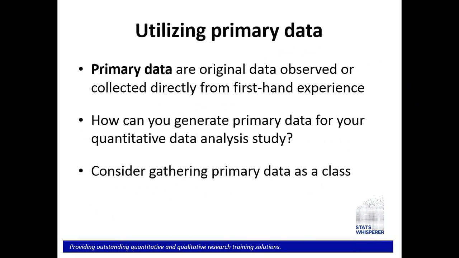So primary data are original data. Primary data are original data observed or collected directly from first-hand experience. In other words, they're data gathered by the researcher for his or her study. So you may ask, how can you generate primary data for your quantitative data analysis study? There are several ways. One way might be to consider gathering primary data as a class.